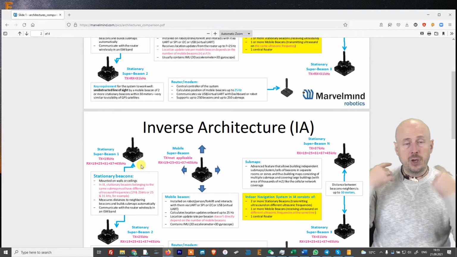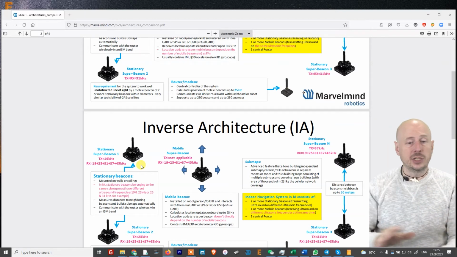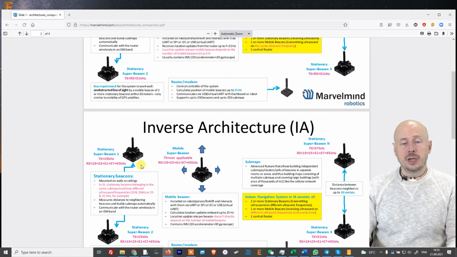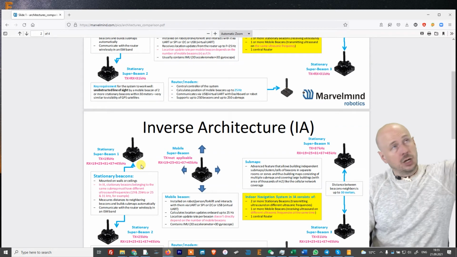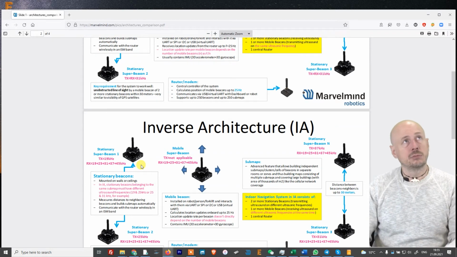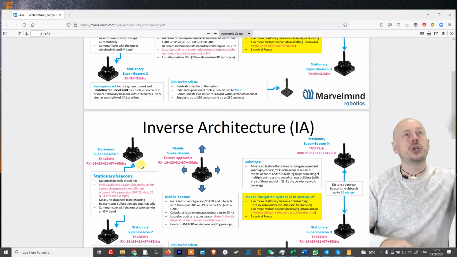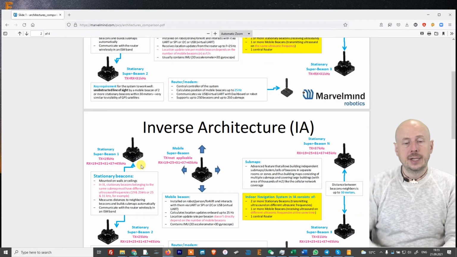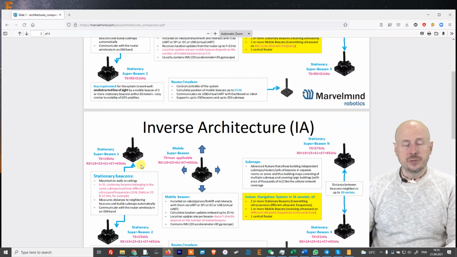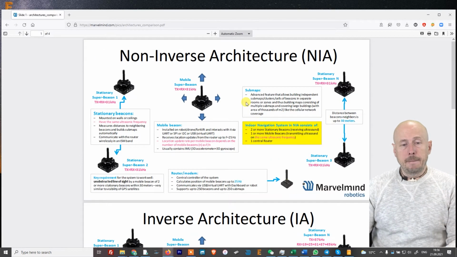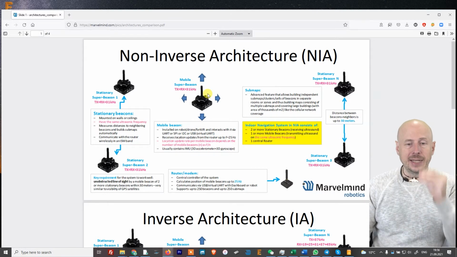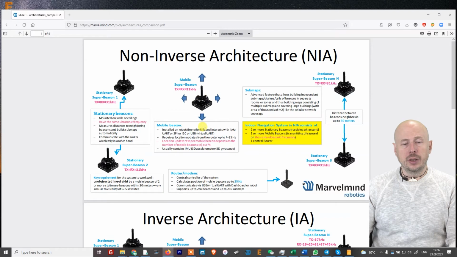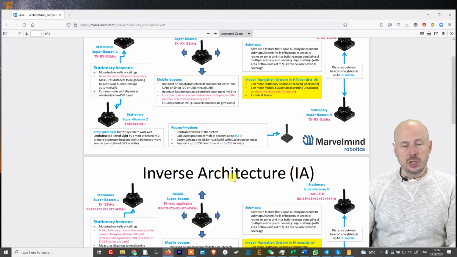If you have a badge, it's absolutely quiet, and the stationary beacons, which are whatever 10-20 meters apart, first of all, you cannot hear at such a distance. Second, who cares? They are there, particularly in industrial applications. So if noise, or even the slightest noise, is important for you, then inverse architecture is your choice and non-inverse architecture is not.